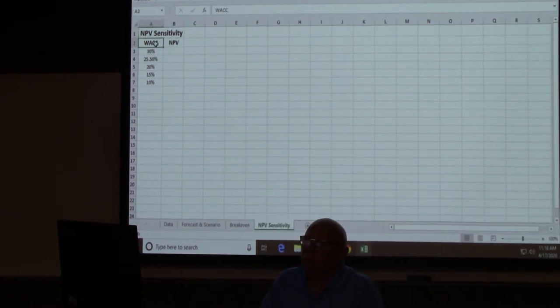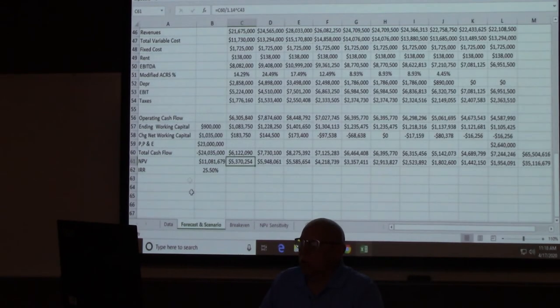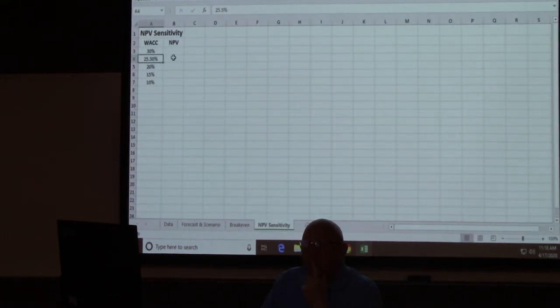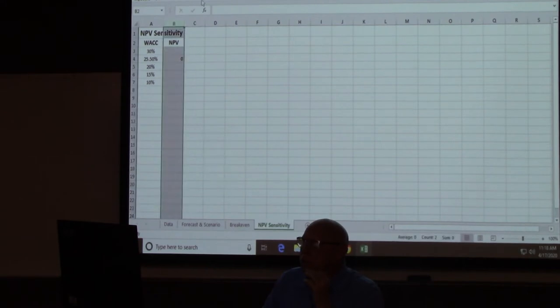Title it. We've got WACC here and net present value here, and we know that this number here is the internal rate of return, 25.5%. So at 25.5%, what is the net present value of the project? And the answer is, let me hear it, zero. All right? The answer is zero. Let's go ahead and center this.